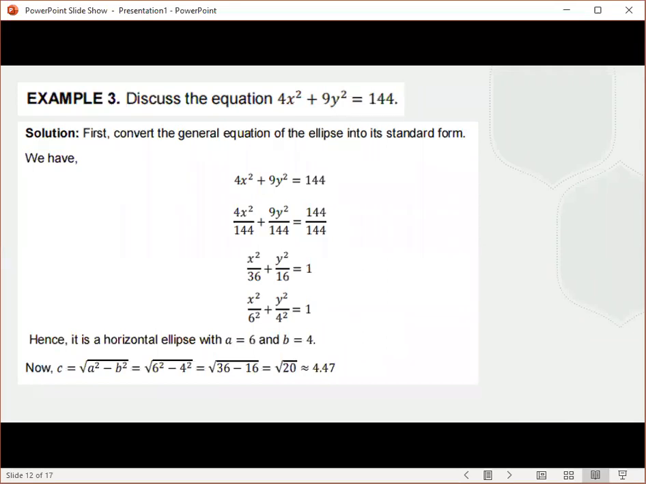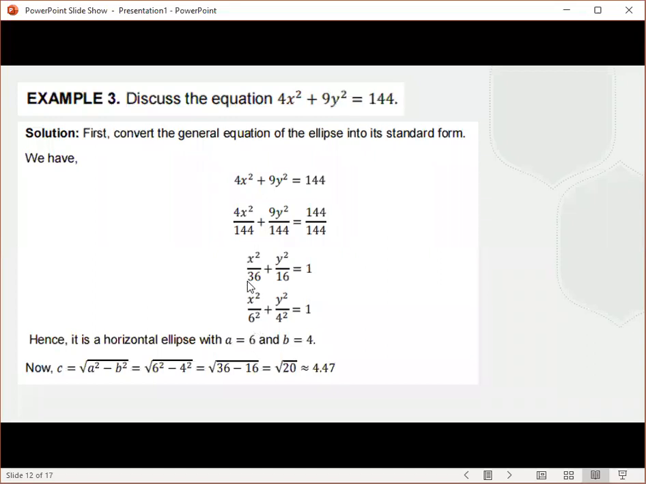Given the list of formulas earlier, all you need to do are these 5 numbers: the value of A, the value of B, the value of C, the H, and the K. So again, A is the greater denominator, B is the lesser denominator, and C is simply the square root of A squared minus B squared.